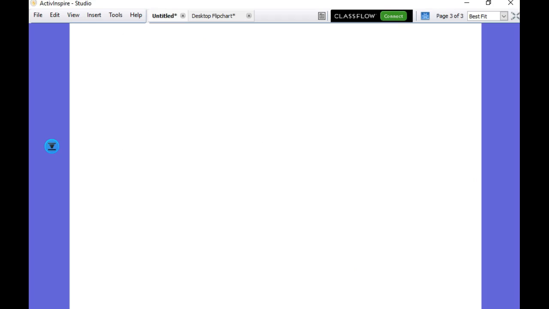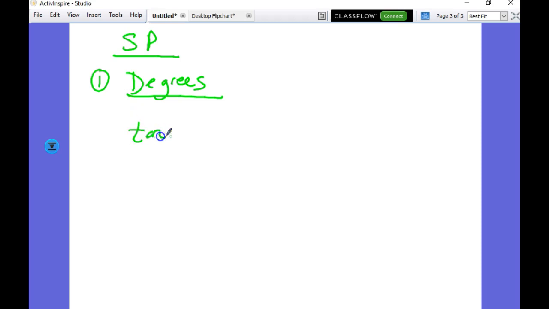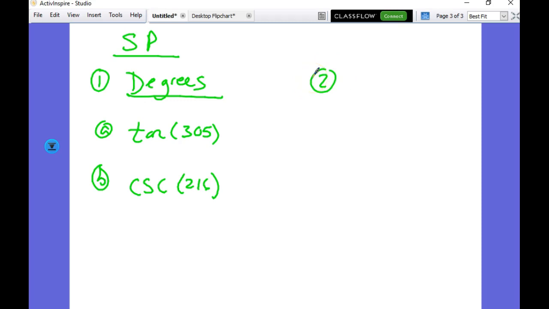So here's your student practice. Okay, so these are all going to be degrees. So I want you guys to find tangent of 305. And I want you guys to find cosecant of 216. And then for radians, now don't forget, you're going to have to change your calculator back to degrees for these ones, right? And radians for these ones.